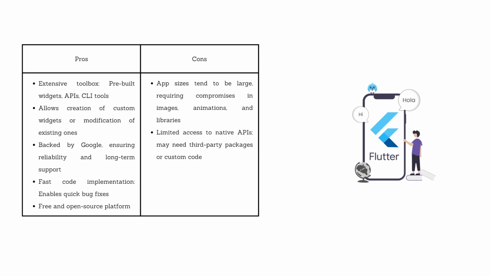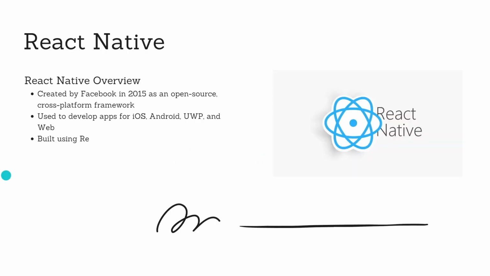And there are other frameworks called Xamarin and React Native, which are open source, and similar to these frameworks, Flutter is also an open source platform. Okay, but what are some of the cons that Flutter has? Like Xamarin, Flutter apps tend to be large, forcing developers to compromise on images, animations, and the number of libraries used. And it does not allow any use of native APIs, meaning developers need to use third-party packages or write their own code. For example, for doing API calls, they need to use some third-party libraries such as Axios or something. Okay, so let's get into the next framework, which is React Native.